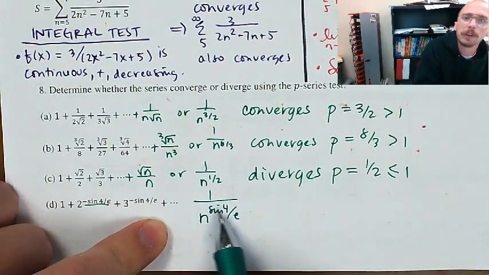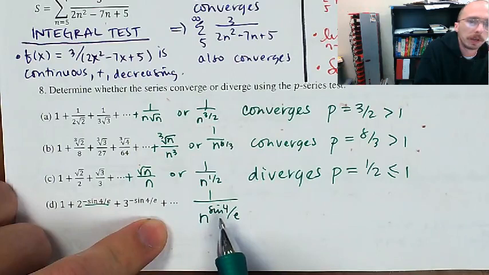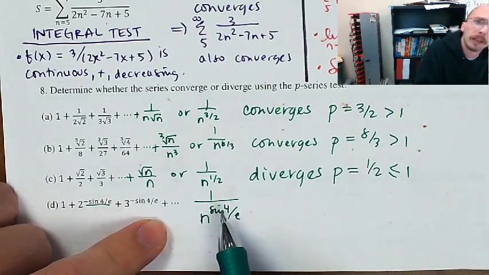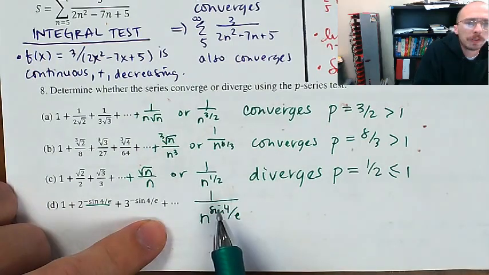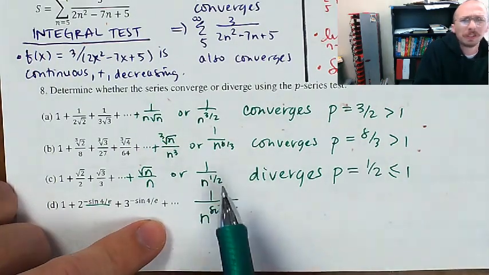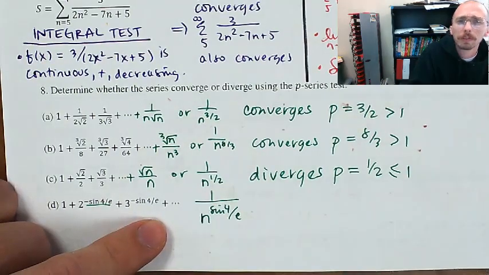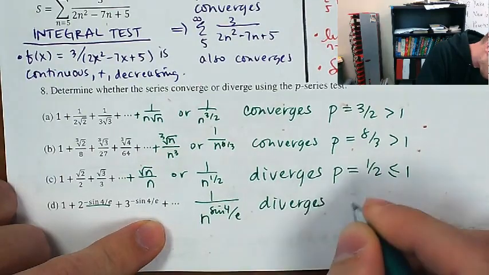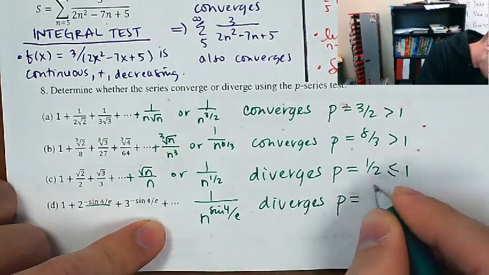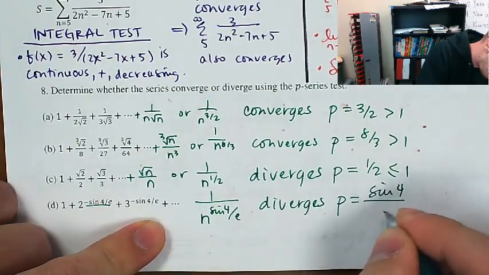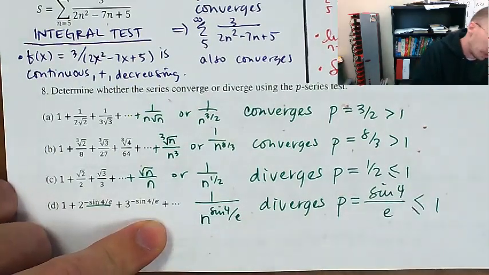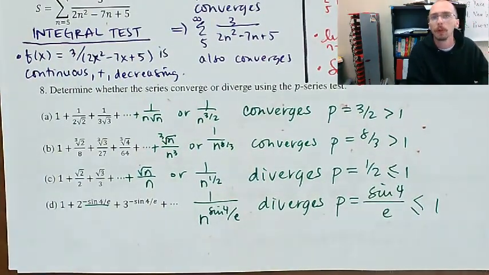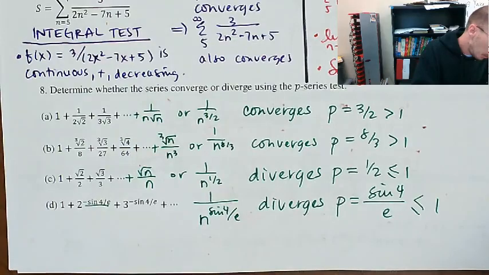Sine of 4 is a number that is between negative 1 and 1. I have no idea what it is. I think it's negative because 4 is bigger than pi and less than 2 pi. So it's going to be negative. So it's actually going to go back up in the numerator, so it doesn't even have a chance to converge, right? Because it's bigger on top. P equals sine of 4 divided by e, which is certainly less than or equal to 1, because e is bigger than sine 4. I know that.